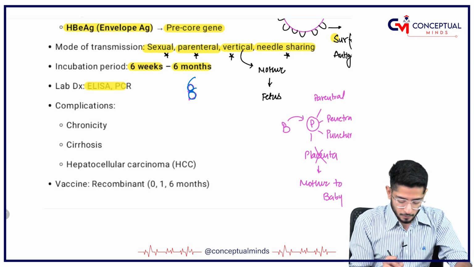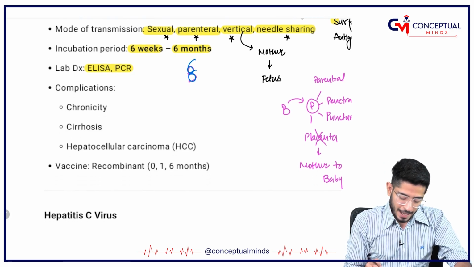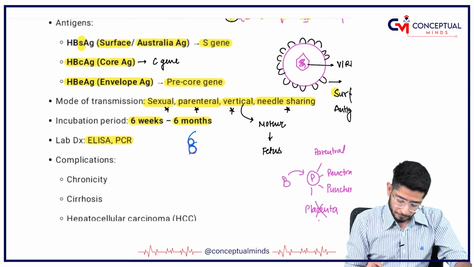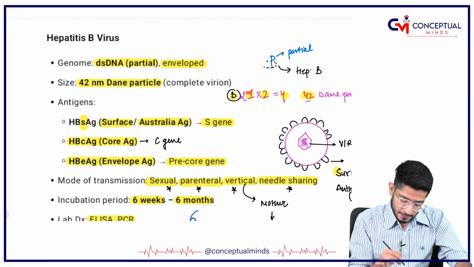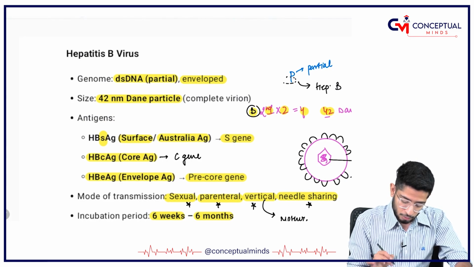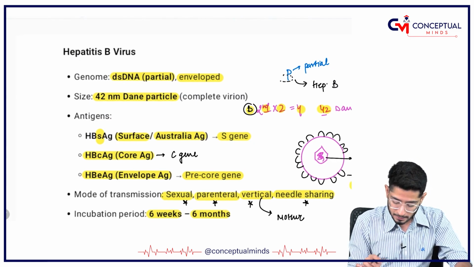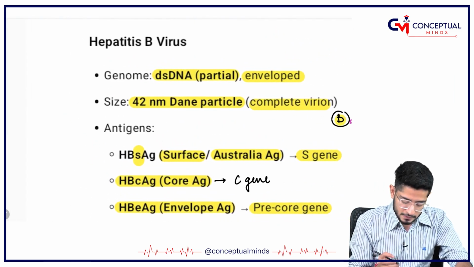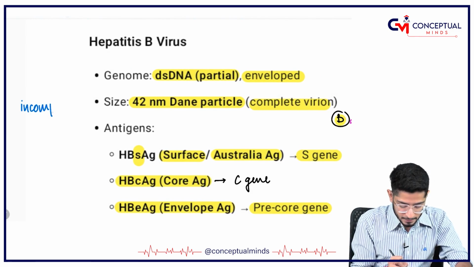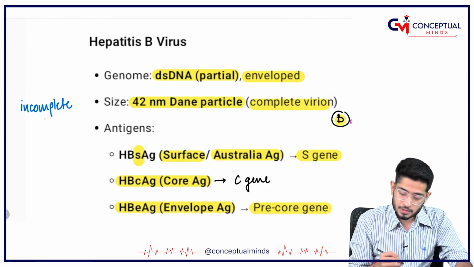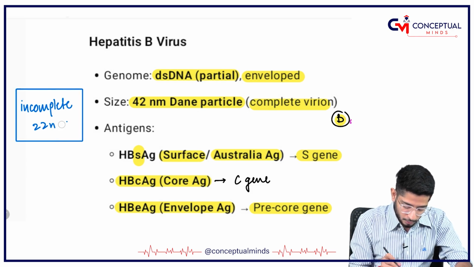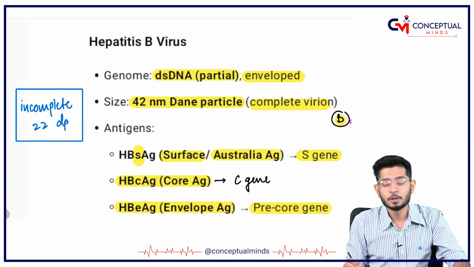How will you diagnose it? Obviously by ELISA and PCR. And remember one important thing, the complications of hepatitis B. But before I tell you the complications, let us look at, see, I told you it is 42 nanometers Dane particle. This is for the complete virion. So hepatitis B also exists in the form of an incomplete virion, for which the size is approximately 22 nanometer.